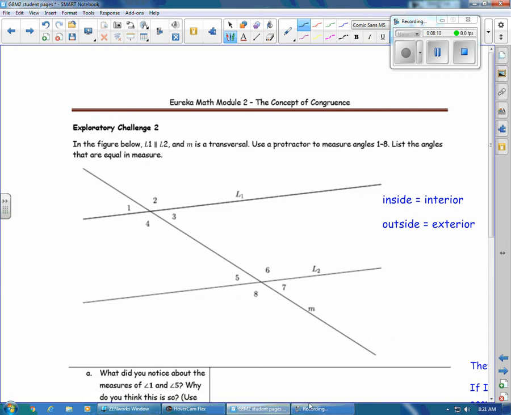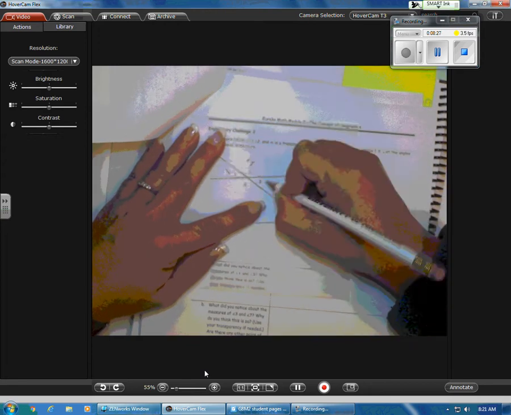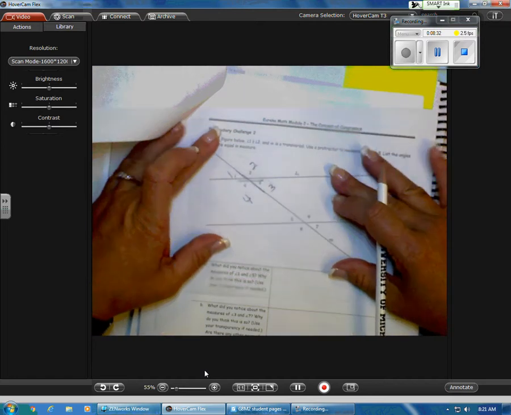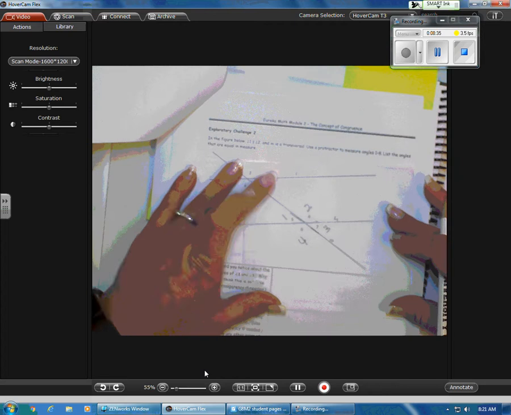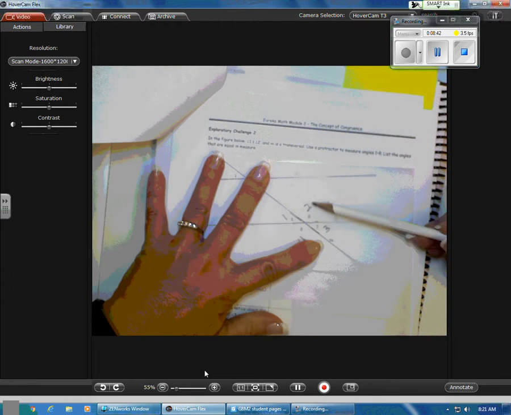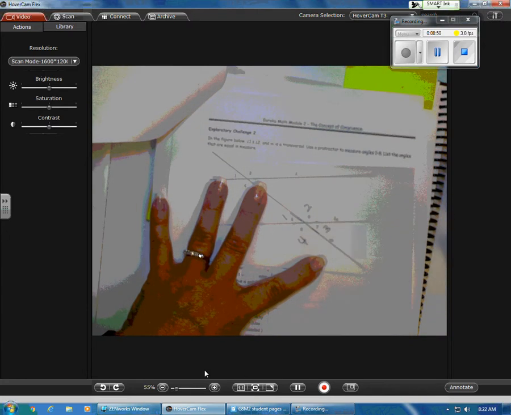So let's just talk this through. I'm going to actually put on the overhead real quick. I'm going to show you something. Okay, so if I copy angles 1, 2, 3, and 4, and then I translate down my transversal to the other set of angle measures, 1 and 5 occupy the same space. 2 and 6 occupy the same space. 7 and 3 occupy the same space. And 4 and 8 occupy the same space.